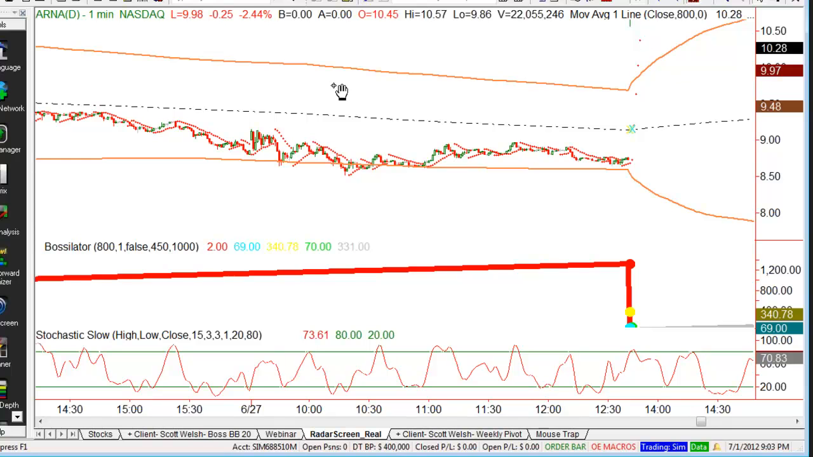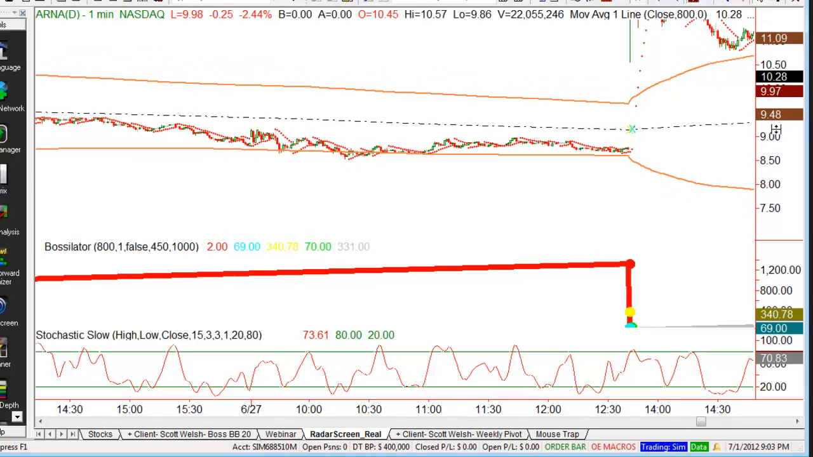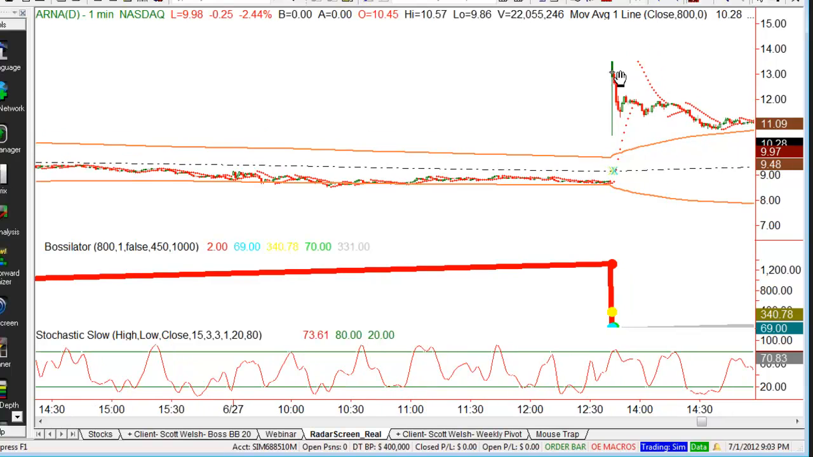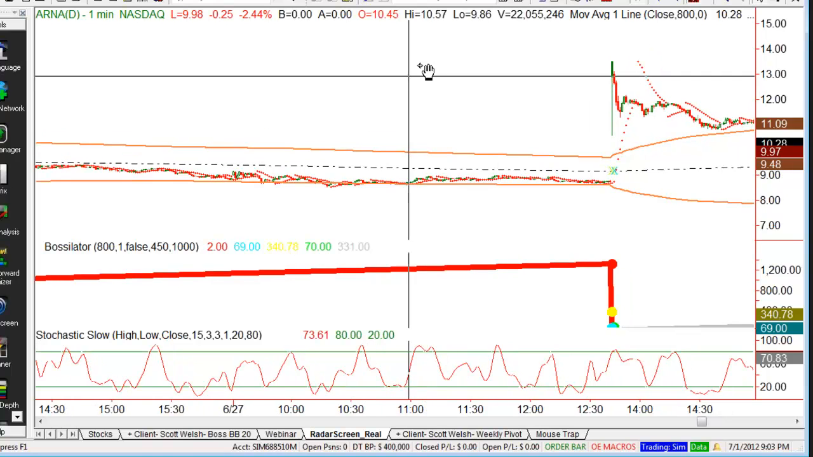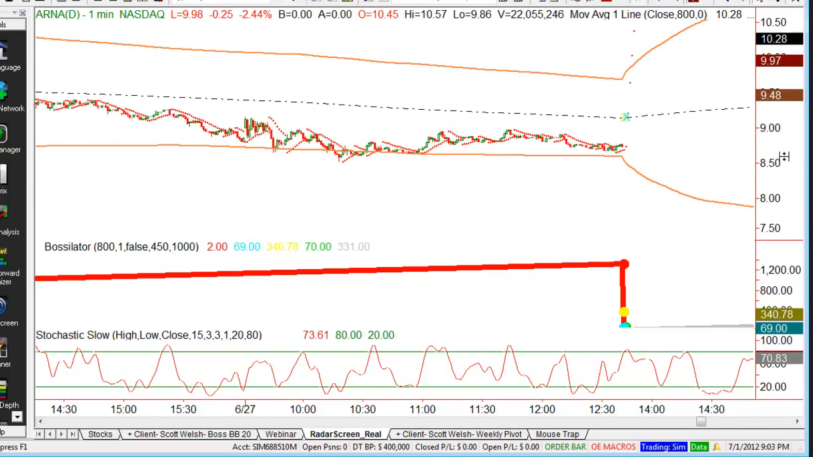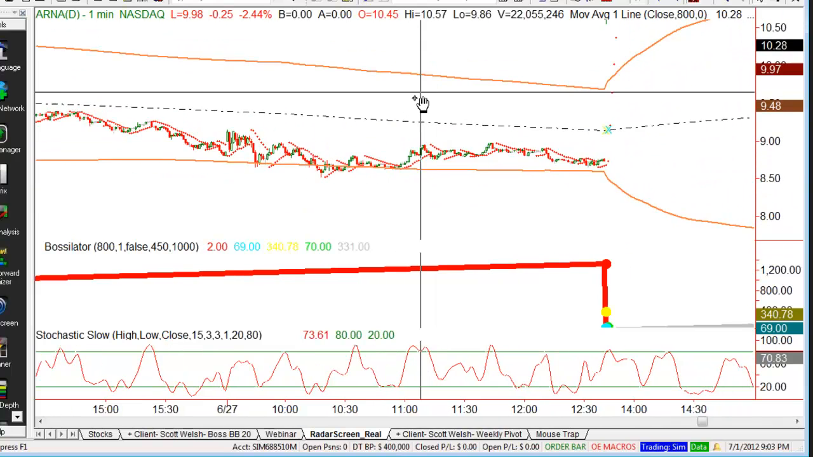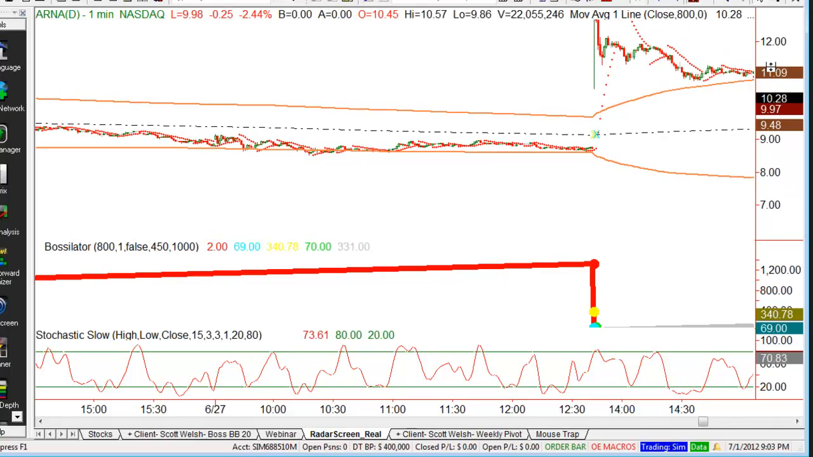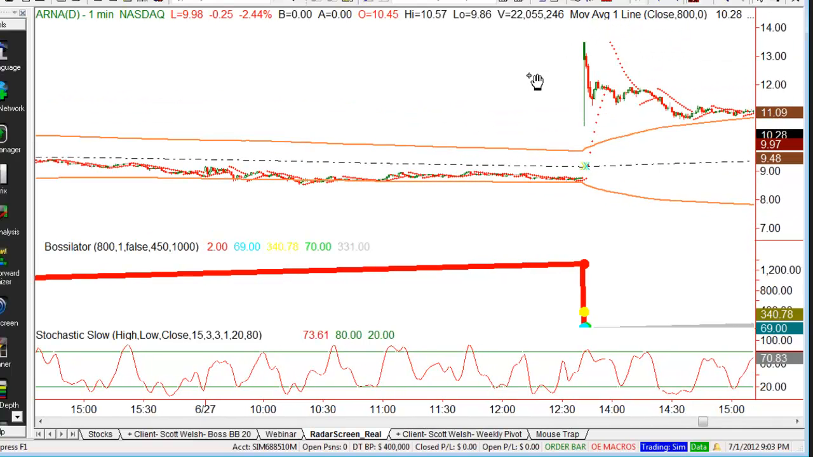But instead, especially if you're trading these smaller stocks, instead of getting a move back to fair value, you get almost a 50% gap. Right. I mean, that's what the Bossilator can bring you. I thought that was fascinating because this followed the rules exactly. I didn't take this trade, of course, but yeah. Look at these, the possible fringe benefits of trading the Bossilator.